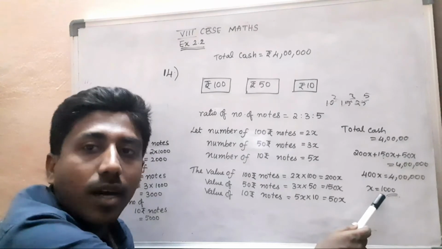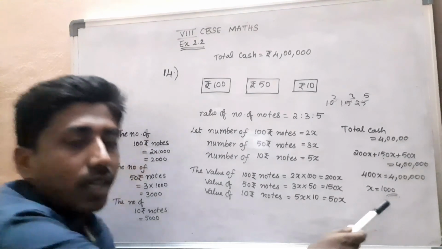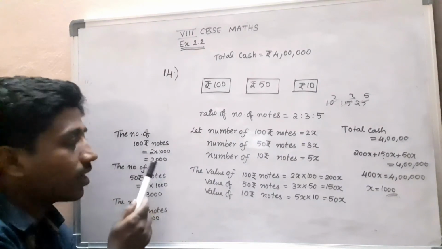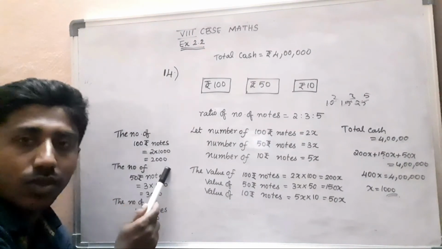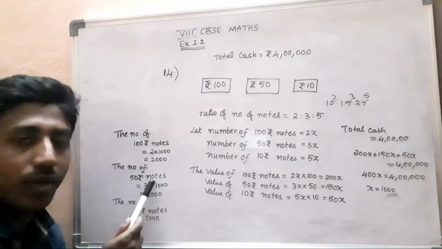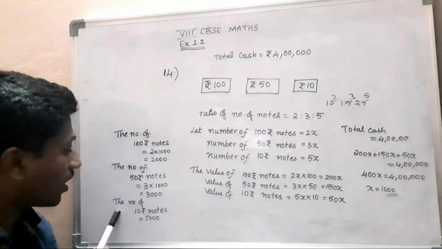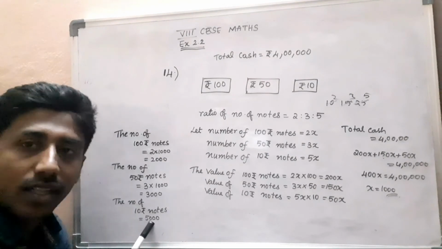So this gives the number of notes. So here the number of 100 rupee notes is 2x, that is 2 into 1000, which is 2000 notes. And the number of 50 rupee notes is 3x, 3 into 1000 is 3000 notes. And the number of 10 rupee notes is 5000.